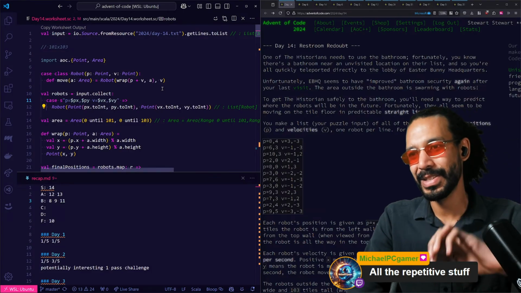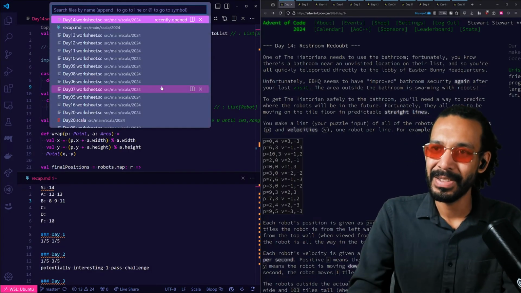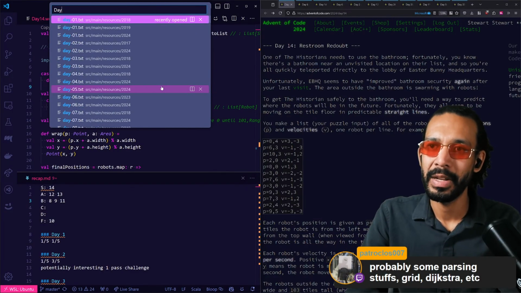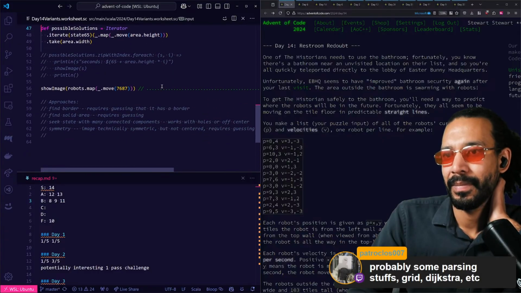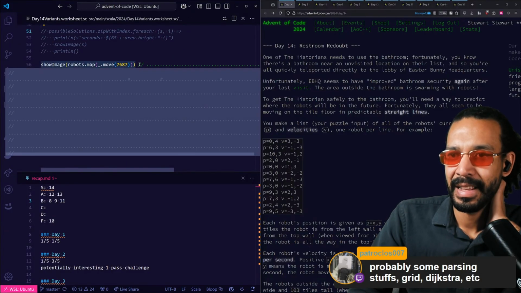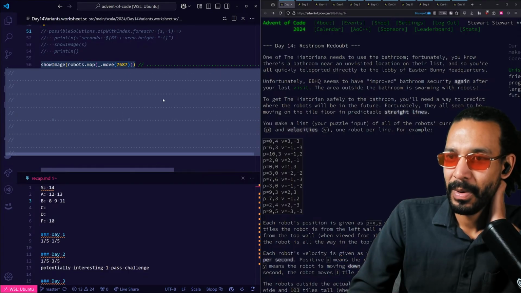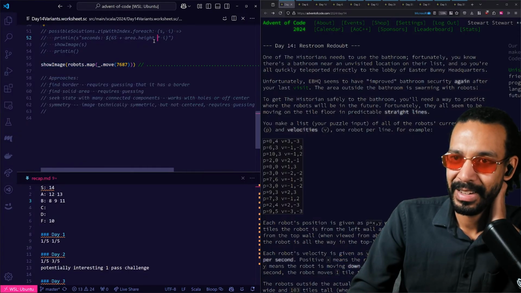Yeah, the tree. The tree was so fun. I still want to explore day 14 a bit more. And I don't understand. Like, 7687 is the answer, right? But why doesn't it look like the answer when I search it here?